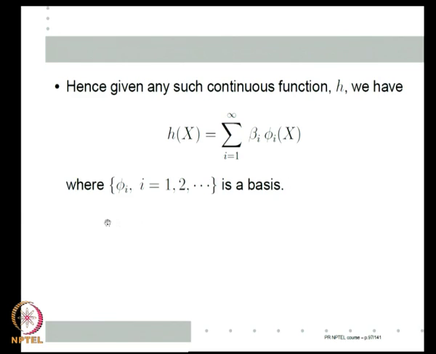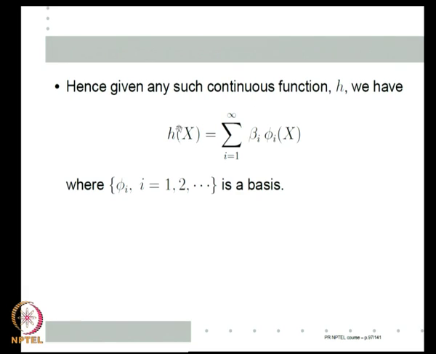So, such a representation always exists, and polynomials are one particular example, as we already know. For example, in R to R, every function can be represented given the basis 1, x, x square, x cube, and so on, right. All continuous functions can be represented as polynomials. So, there are many such basis functions phi i, and I can represent any continuous function as an infinite summation of basis functions like that.